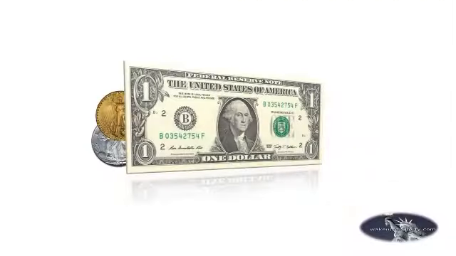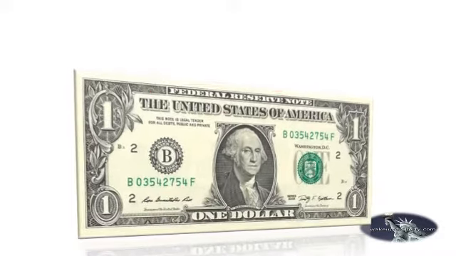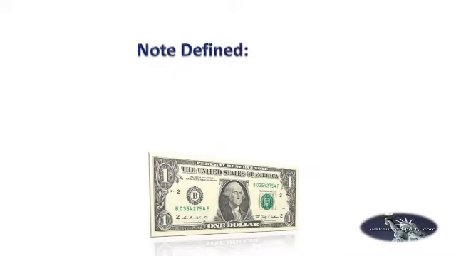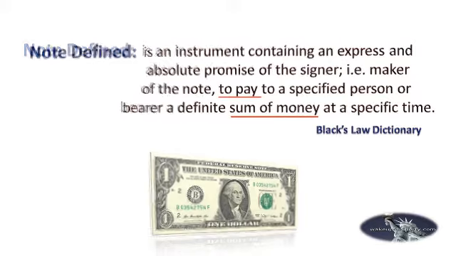After taking a closer look at what we call the dollar today, it should go without saying that today's dollar is not backed by gold or silver, or anything of an intrinsic value whereby limiting its creation. Since the dollar is identified as a Federal Reserve note, we must identify what a note is. A note is an instrument containing an express and absolute promise of the signer, i.e. the maker of the note, to pay to a specific person or bearer a definite sum of money at a specific time. It is interesting to see that in the definition of a note, it states that a note purports to pay a sum of money.